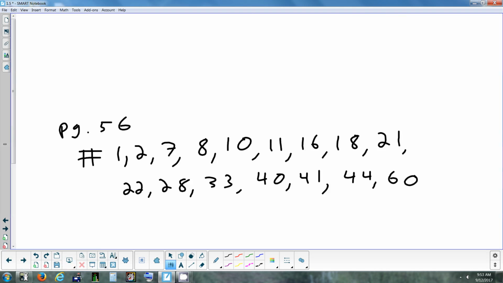So tonight it's on page 56. And it's, again, just kind of jumps around because there's a lot of problems, but I didn't want to give you a big stretch of them, so it just jumps around. So 1, 2, 7, 8, 10, 11, 16, 18, 21, 22, 28, and 33, 40, 41, 44, and 60.